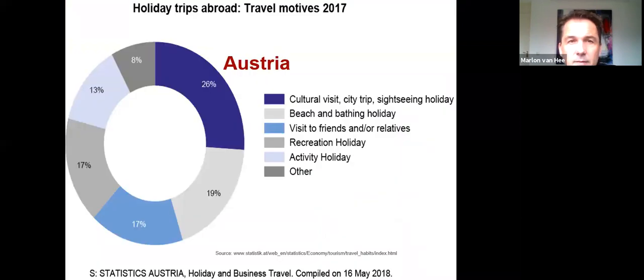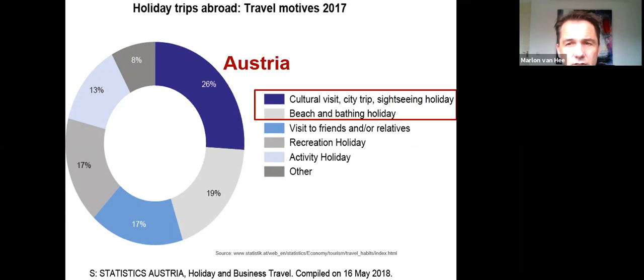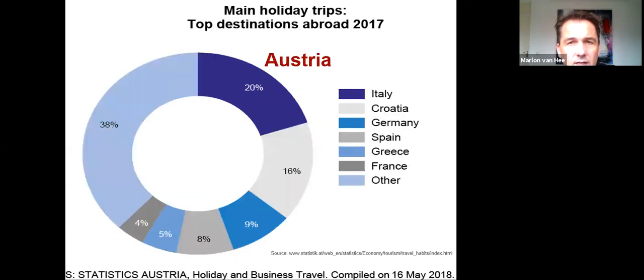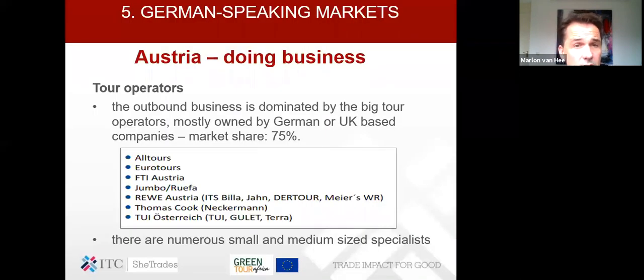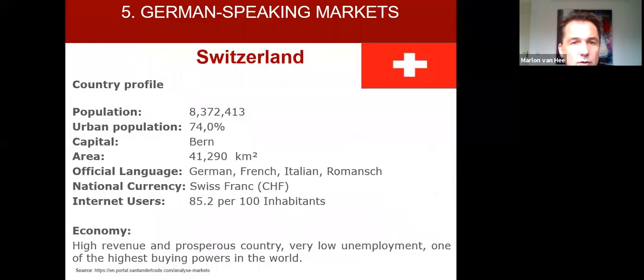Okay, some figures here, some things the people from Austria like. So you can think about this and you know, if you want to deal with the Austrian market, what could be successful to grab their attention? Well, you see culture, sightseeing, beach and bathing holidays. A small country, Austria, much smaller than Germany. The outbound tourism business dominated by some big tour operators that have a market share of 75%, but there are quite a good number of small and medium-sized tour operators based in Austria.